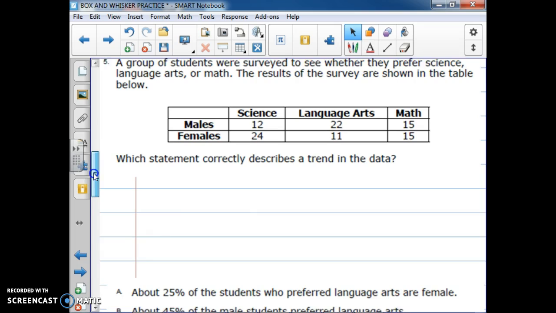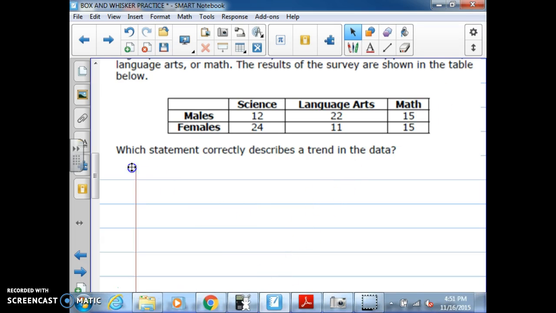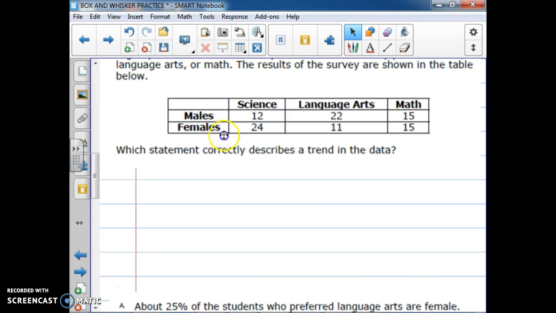So now we need to decide which statement correctly describes the trend in this data. Before we get to that, I want to extend on the table that we already have because it gives us a lot of information, but it doesn't give us the totals. And totals are key to figuring out percentages. So let's go ahead and extend the table so that we have the totals of all the students that like science, language arts, and math, and the totals for the males and the females. I'm just making another little table right here. M stands for males, F stands for females, and then I'm going to add a row for totals.